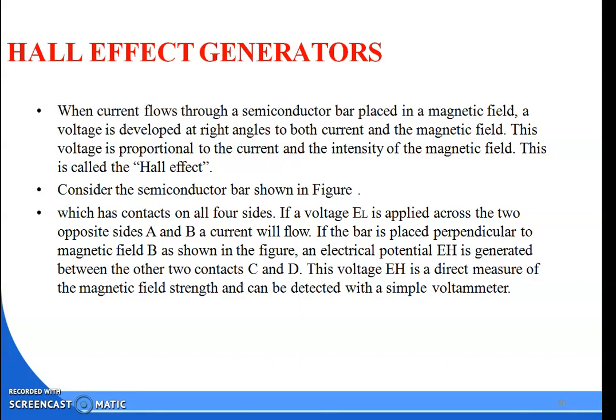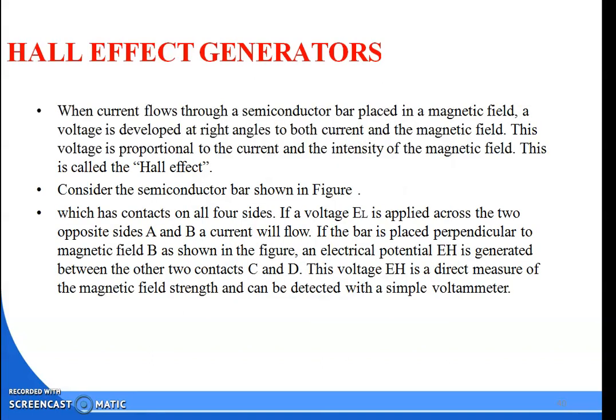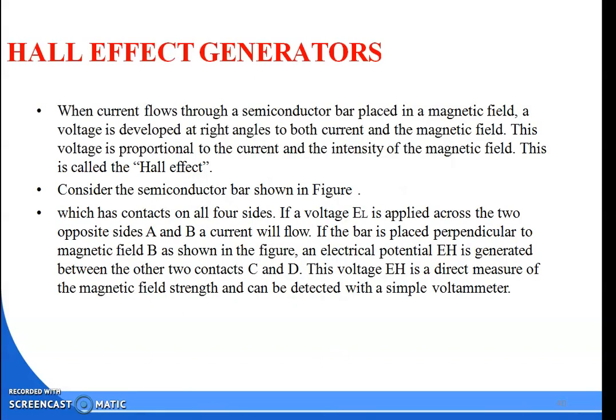When a current flows through a semiconductor bar, see the semiconductor bar here, A, B, C, D, placed in a magnetic field, a voltage is developed at right angle to both current and magnetic field. This voltage is proportional to the current and the intensity of the magnetic field. This is called the Hall effect.